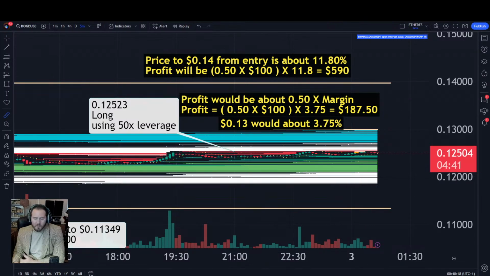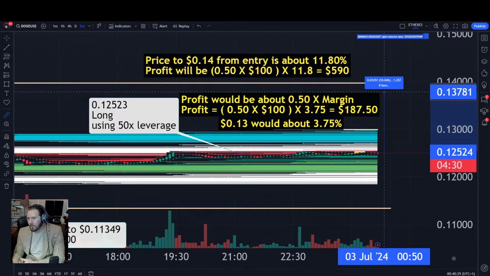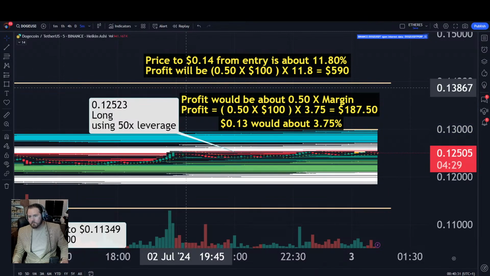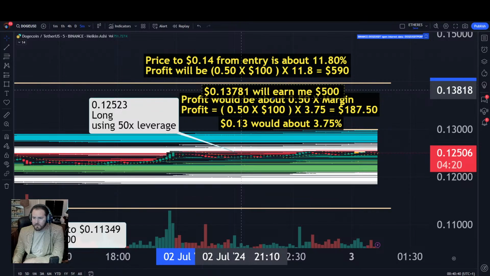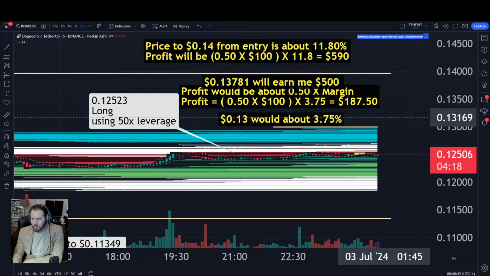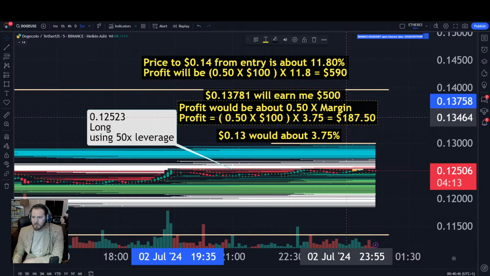So I'm earning about $50 per 1%. So if I let the price go up 10% and close it, that would put me at $500. So 10% from here would be about 13,781. That's just quick math because we're using 50 leverage and $100 to do it. But if we go to 13,781, it would earn me $500.